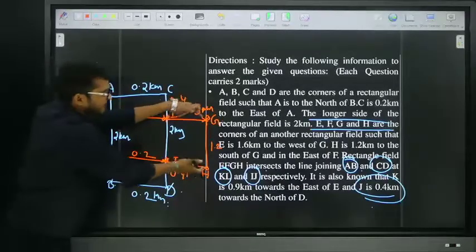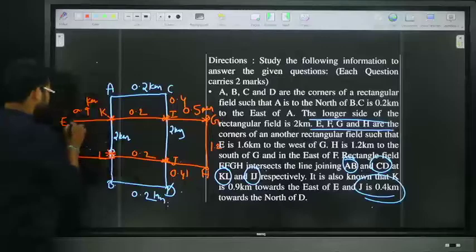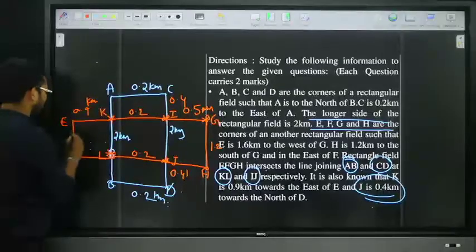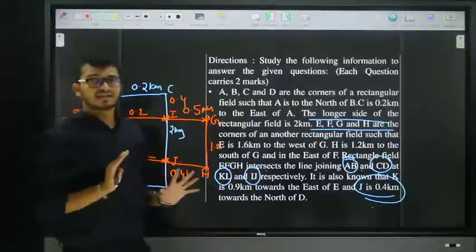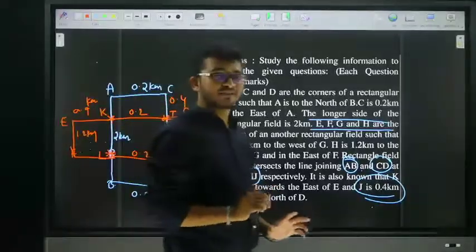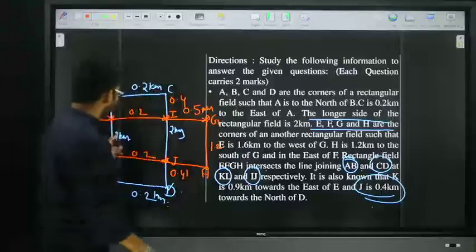Now friends, here this one is 1.2. Then this one also is compulsorily 1.2. This one also is compulsorily 1.2 kilometer. So, when this is the given entire arrangement, that means here we are having ABCD rectangle.